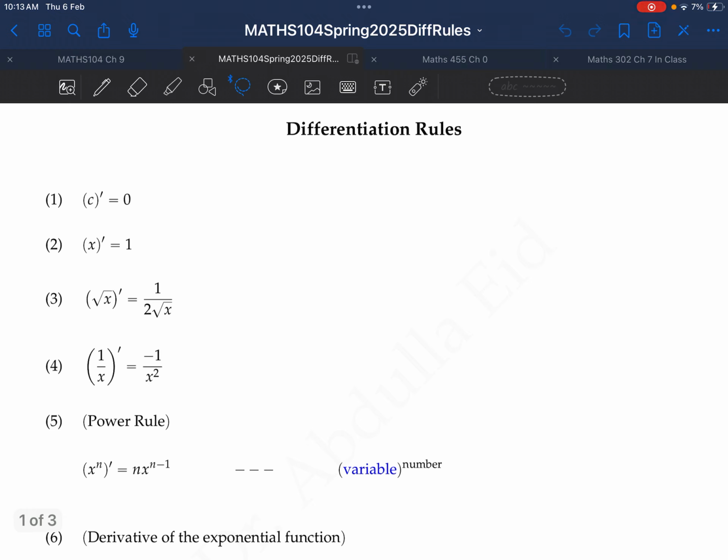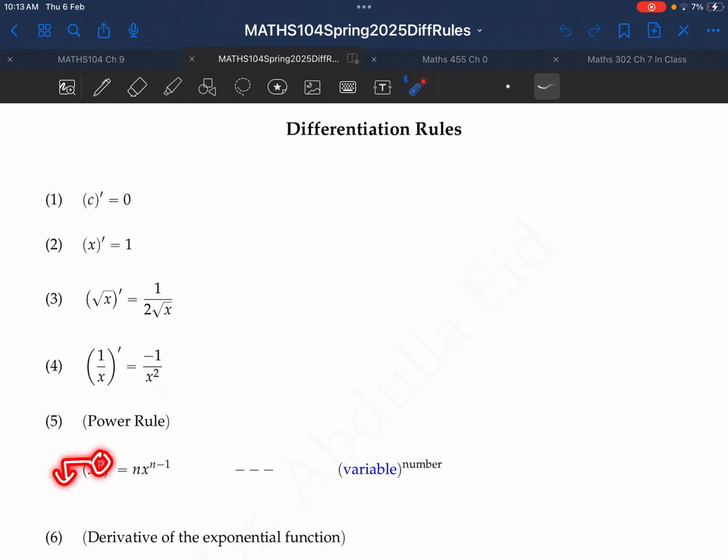But before that, let me just go through the differentiation rules once again, because it's very important we keep them in mind. Derivative of a constant is always 0. Derivative of only x is 1. Derivative of square root of x is 1 over 2 square root of x. Derivative of 1 over x is negative 1 over x squared. The power rule, which is important, you take n down and you subtract 1, so you get n minus 1.